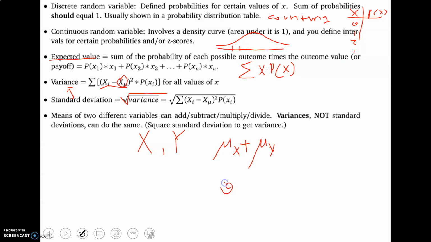But for the standard deviation, I told you that you cannot just add or subtract standard deviations. You have to get the variance first for anything, okay? And then take the square root to find the new standard deviation, okay? So remember, standard deviation, you cannot just add two random variables.